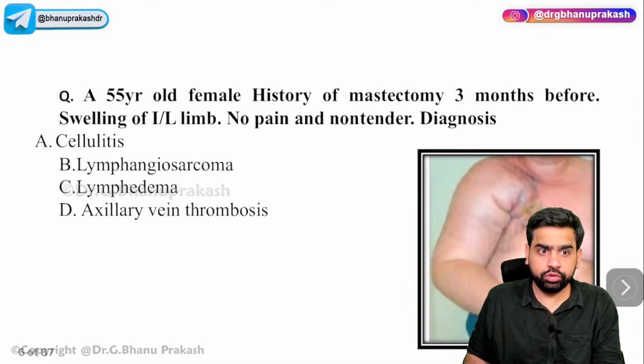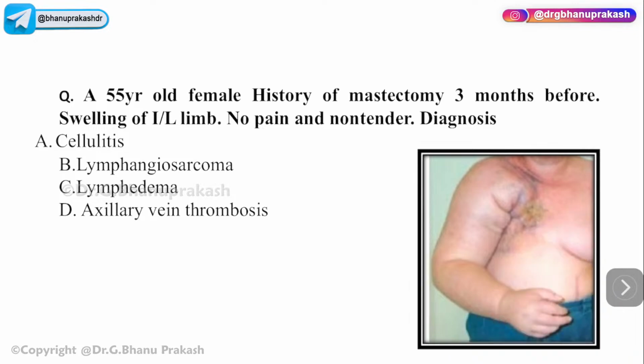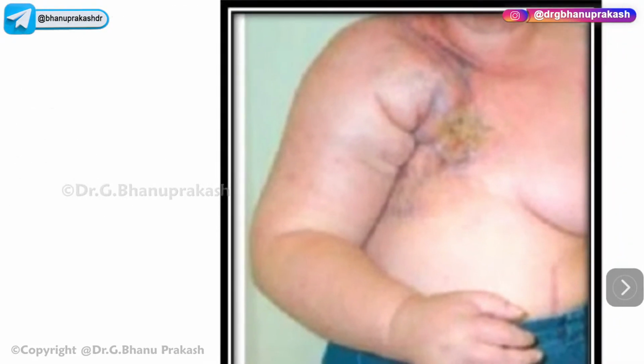Now let us move on to the next question. If I ask you that there is a 55-year-old female patient with a history of a mastectomy done 3 months before, and there is swelling of the ipsilateral limb, there is no pain, and it is non-tender. What is the diagnosis? It's one of the simplest questions ever. So what are you dealing with? This is lymphedema.